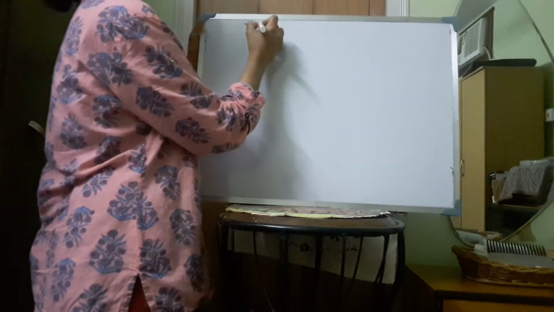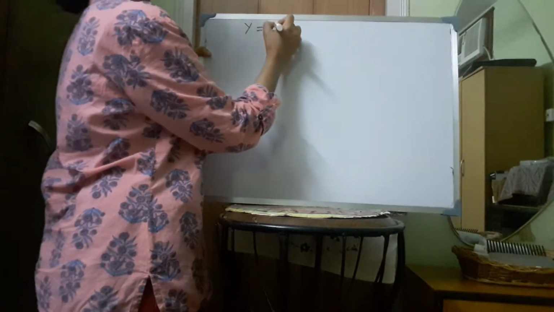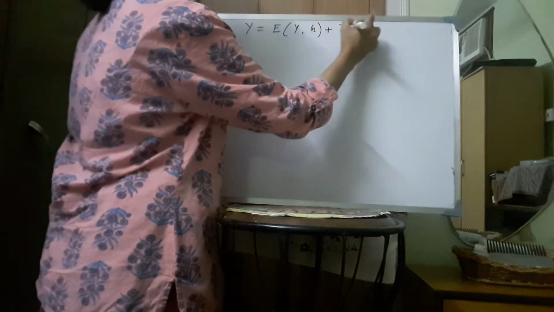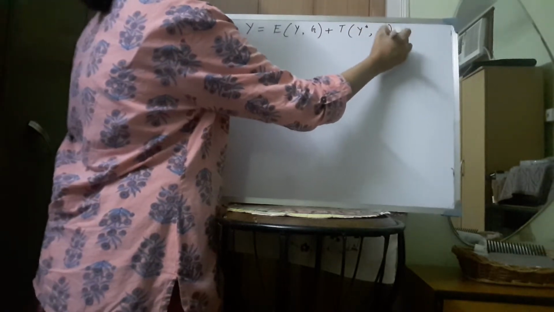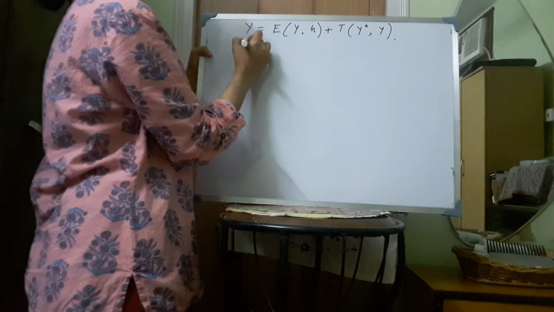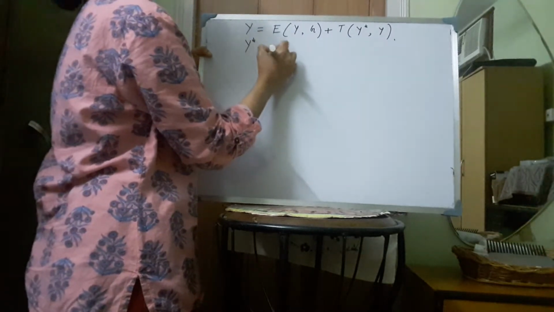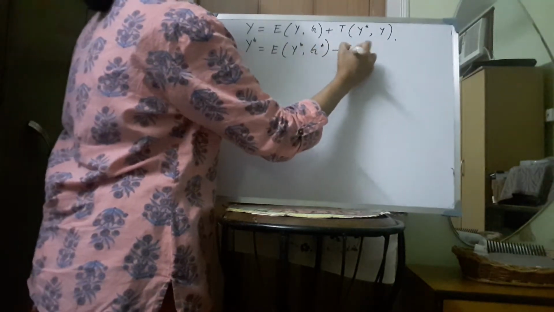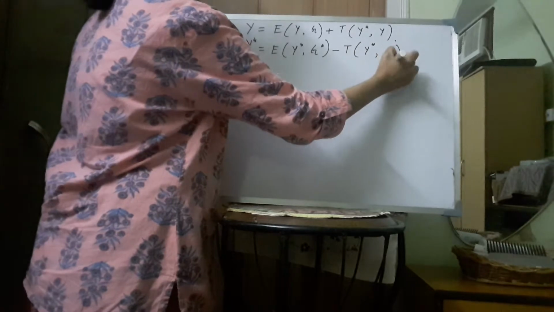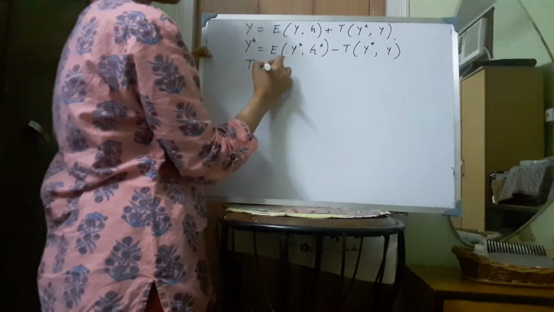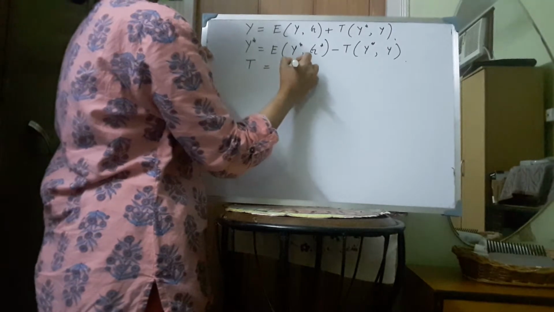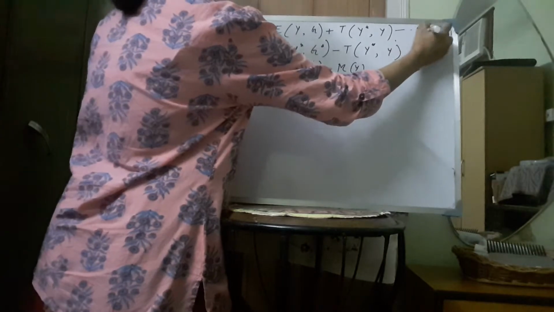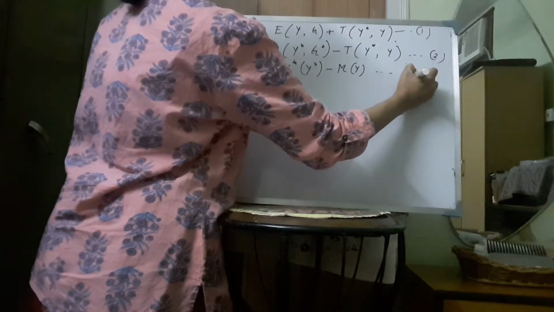So the first equation represents the equilibrium in the domestic economy. So y is equal to E, which is a function of y and g. Then we have the trade balance, which is a function of y star and y. And the foreign country's equilibrium condition is y star is equal to E(y star, g star) minus T(y star, y). And the trade balance in the domestic economy is m star y star minus m y. So this is equation 1, this is equation 2, and this is equation 3.